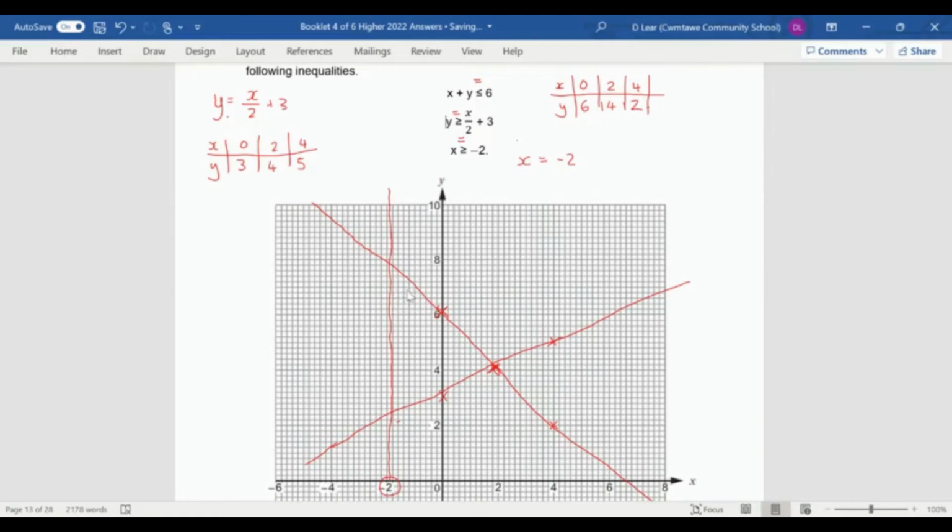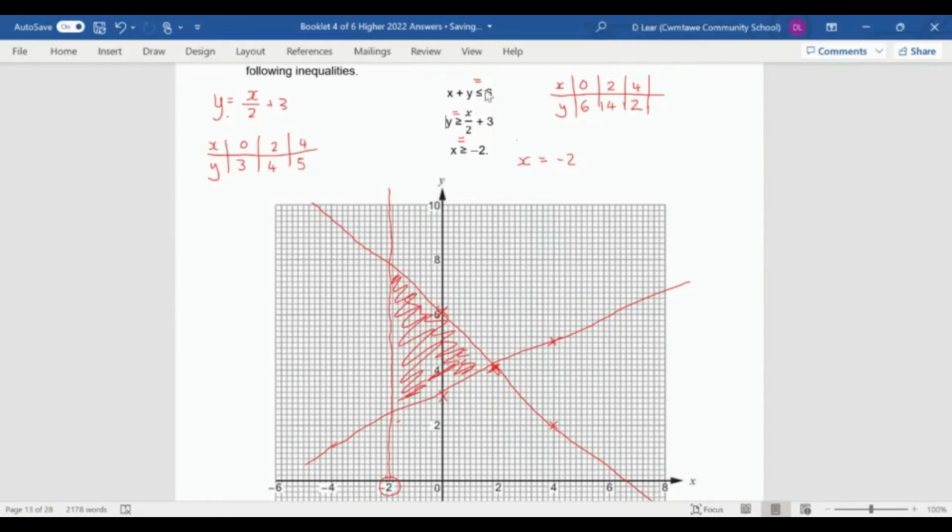Now, quickly to explain. Those 3 lines will effectively make a triangle. If it was 4 lines, it would make a 4-sided shape. You can see the triangle that's being made by those 3 lines. It's there, okay? You can get away with just colouring that in. That is the region that satisfies the 3 inequalities. Just to prove to you it is, though, okay?